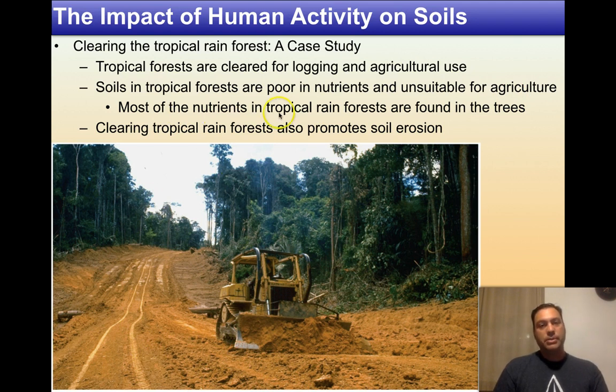Most of the nutrients in tropical rainforests are found in the trees. And so sometimes they burn the trees and then try to force the ashes into the soil. That's not really a very good way of doing it either. And of course, clearing the tropical rainforest also promotes soil erosion. So it's a bad situation all around. It's really not the way to go.